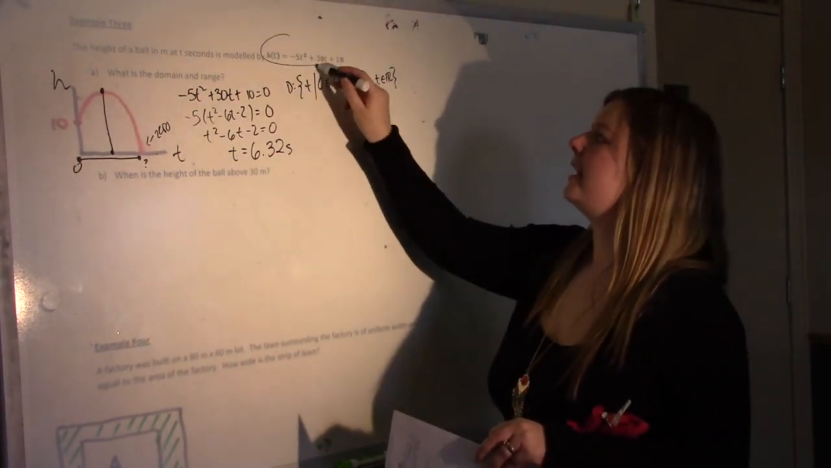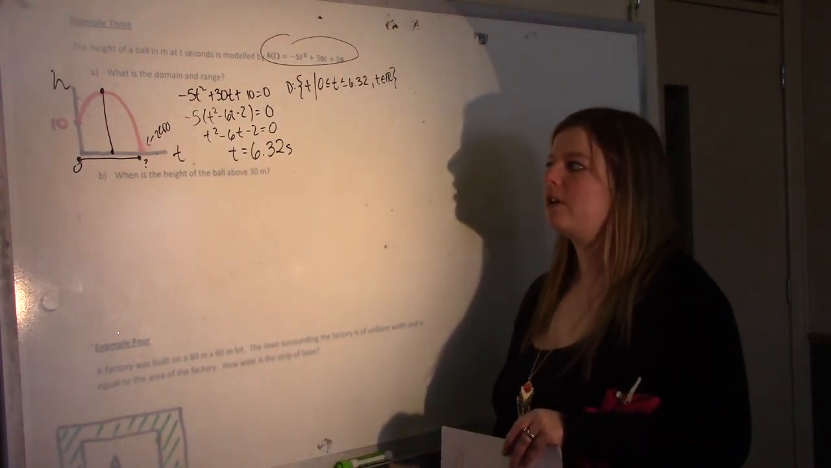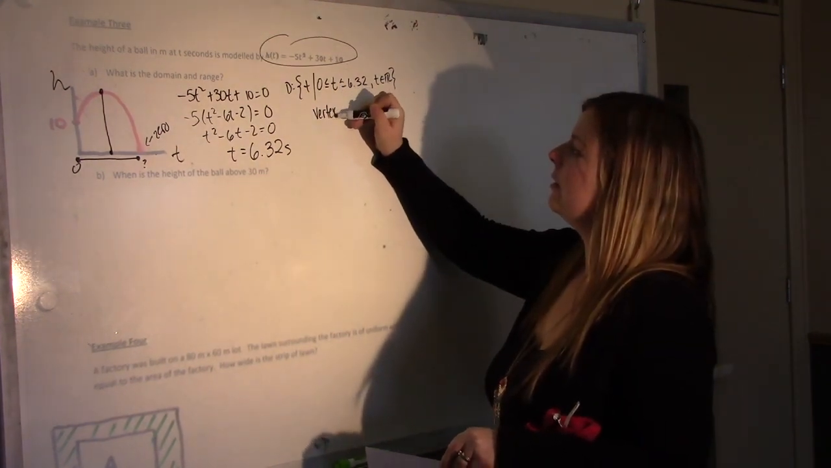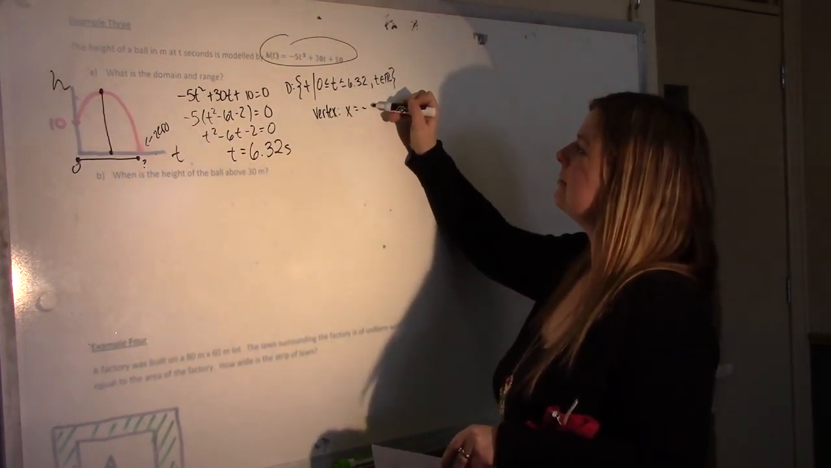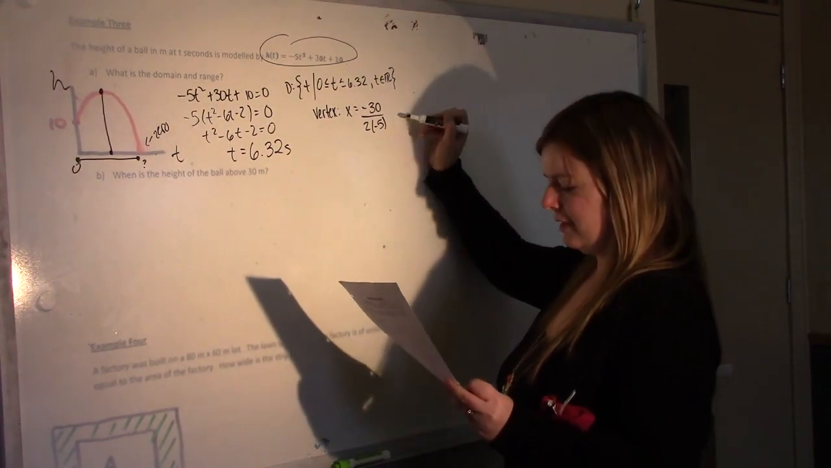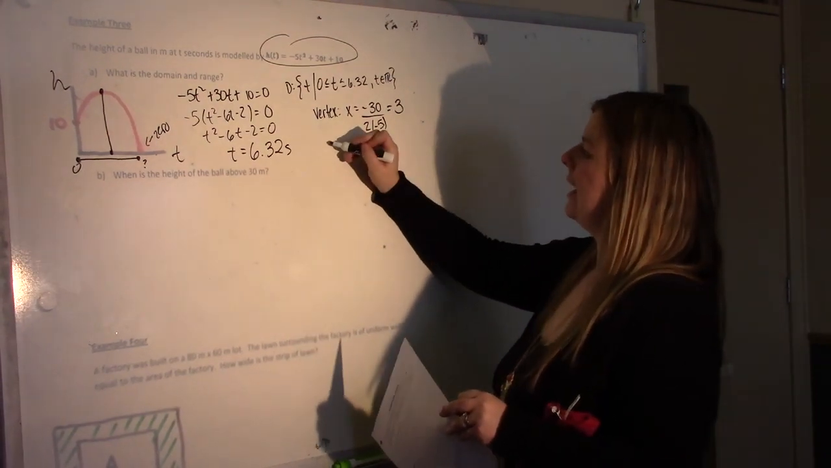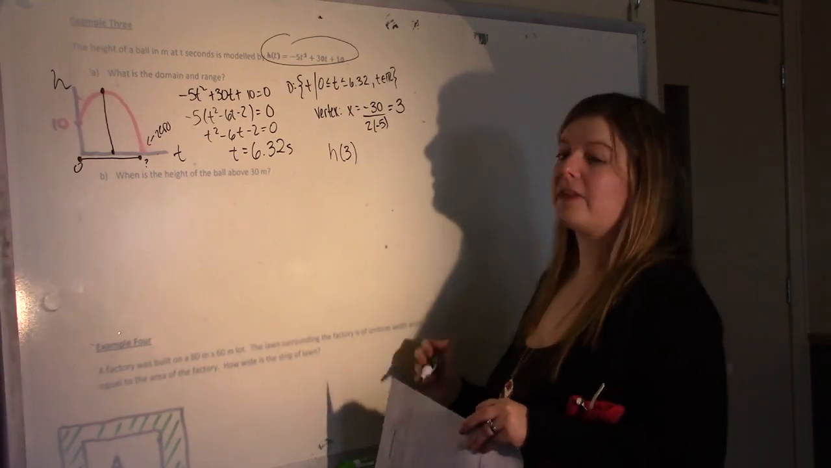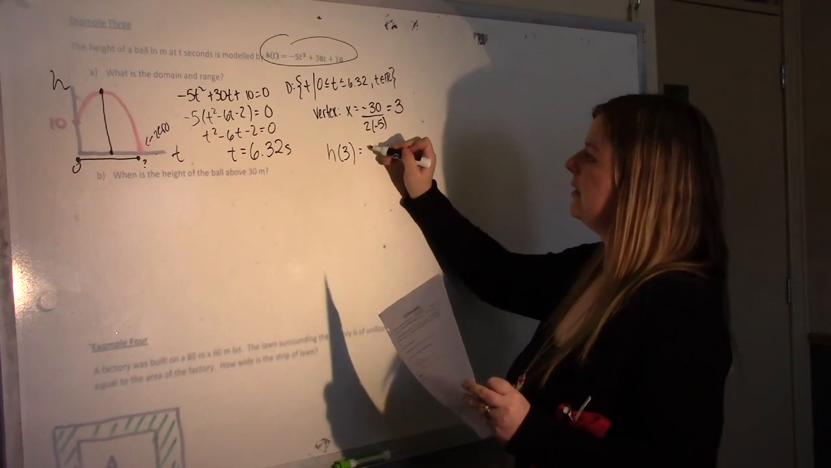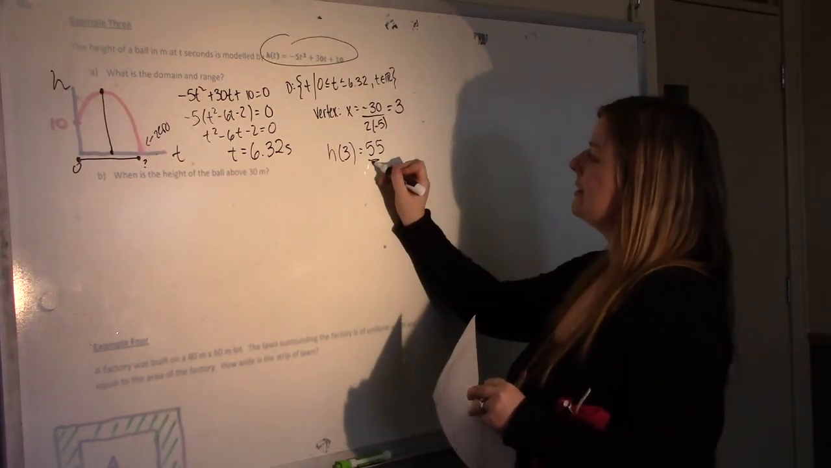So this is in standard form. Remember, the easiest way to find the vertex from standard form is to do minus b over 2a. So the x value of the vertex is minus 30 over 2 times minus 5, which gives us 3. And then we just find h at 3 in order to find what the height is at 3 seconds. That's 55 meters, I'm approximating just a little bit. And so there you go, that's the highest height.